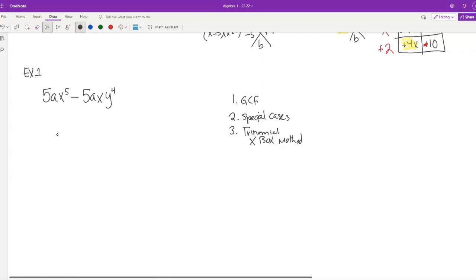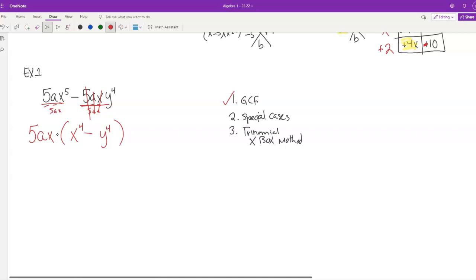All right, so the first thing that I notice is a GCF right away. They both have a 5, they both have an A, and they both have at least one X. So I'm going to take out the 5, A, and an X. And that means what's left over, right, if we go 5AX and 5AX, right? 5 divided by 5 is 1, A divided by A is 1, X to the 5th divided by X is X to the 4th. Those cancel out, and we're left with Y to the 4th. So we did that. But we are not done.